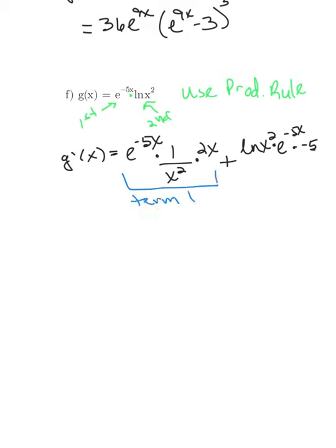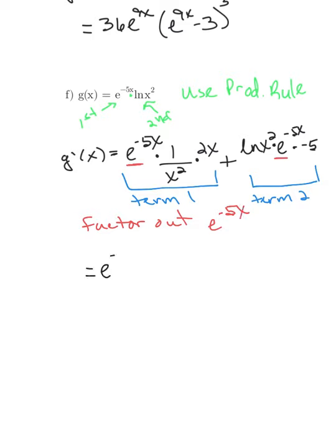In looking at what we have now, the plus sign separates into terms. So everything before the plus sign is term 1, and everything after the plus sign is term 2. The reason I'm having you look at that is that I want you to see that e to the negative 5x shows up in both terms. So we are going to factor out e to the negative 5x power. So if we do that, we'll pull e to the negative 5x out front.